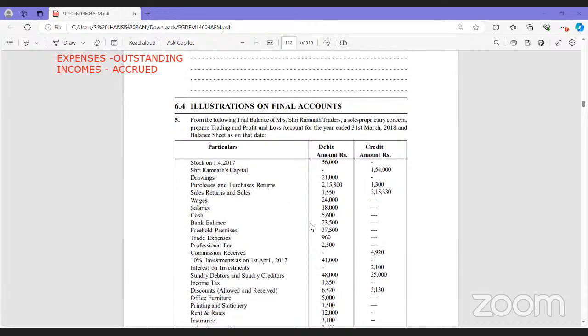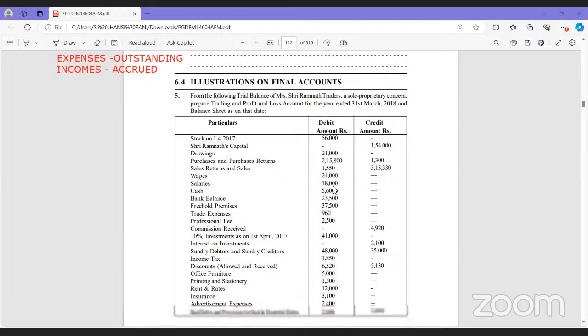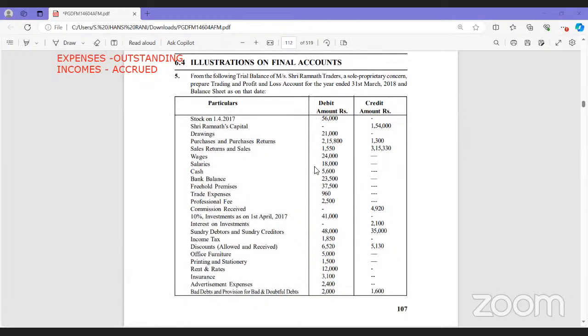Let's look at one full-fledged problem through which we can understand the adjustments also. From the following trial balance of Sri Ramnath Traders, a sole proprietary concern, prepare trading and profit and loss account for the year ended 31st March 2018 and balance sheet as on that date. They have given the debit column and credit column.